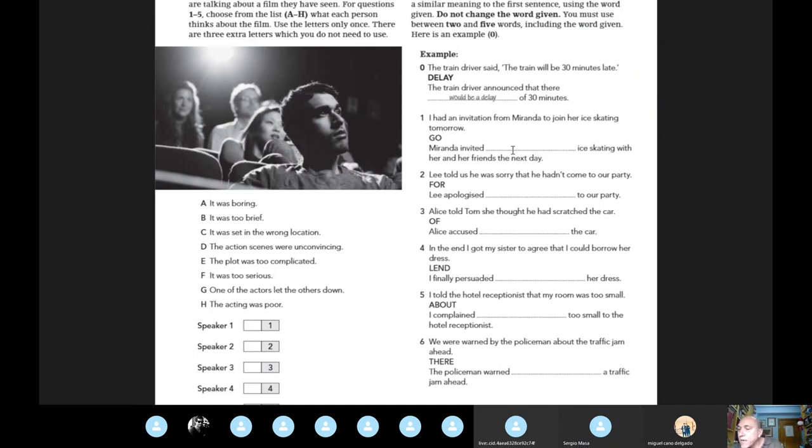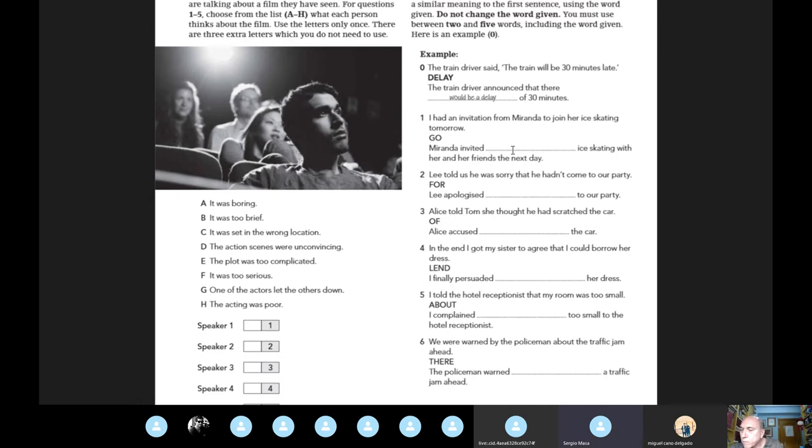Number four. In the end, I got my sister to agree that I could borrow her dress. And you have to use lend. You see, borrow and lend. Borrow, pedir prestado, lend, prestar. So I finally persuaded. What is your answer? Who? Who can answer this?